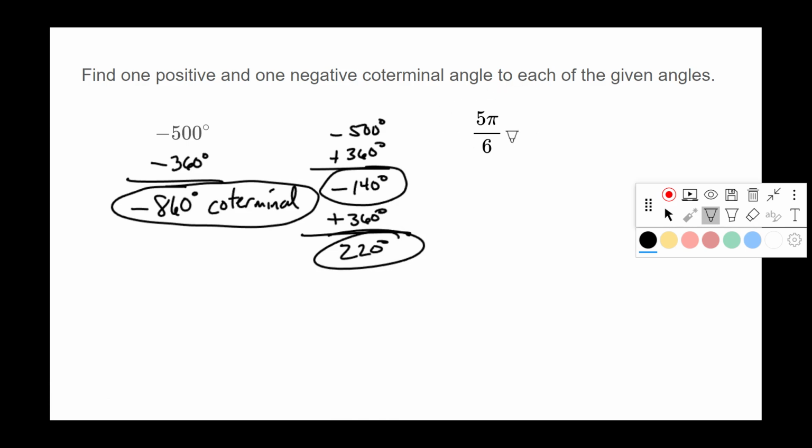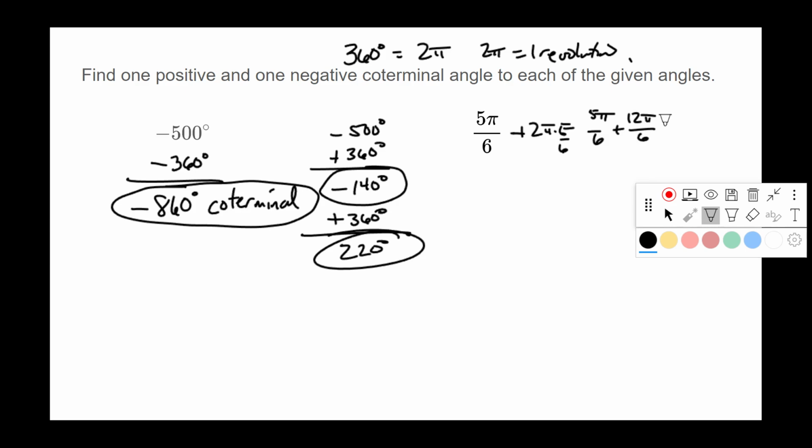Okay? Now, 5 pi over 6. We're in radians. So remember, 360 degrees is the same as 2 pi. Remember, 2 pi is 1 revolution around the circle. So 5 pi over 6. I want a positive coterminal angle. Well, let's add 2 pi to that. To do that, I'm going to have to make a common denominator to add fractions. So 2 pi, multiply top and bottom by 6, is 12 pi over 6. So that's 17 pi over 6. That's a coterminal angle that's positive.